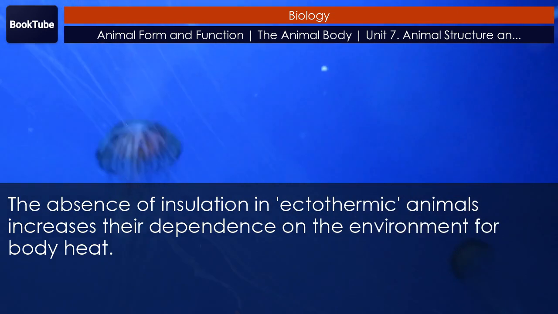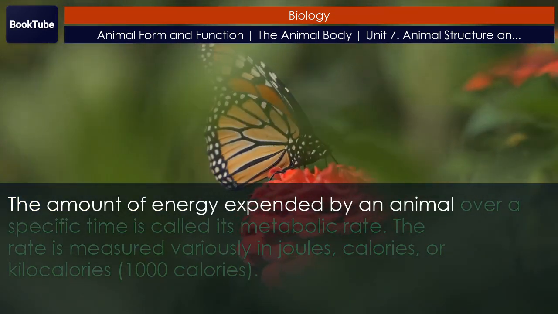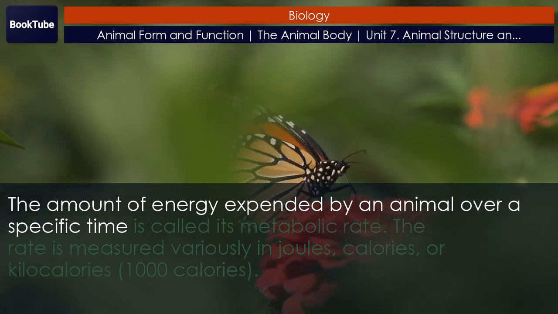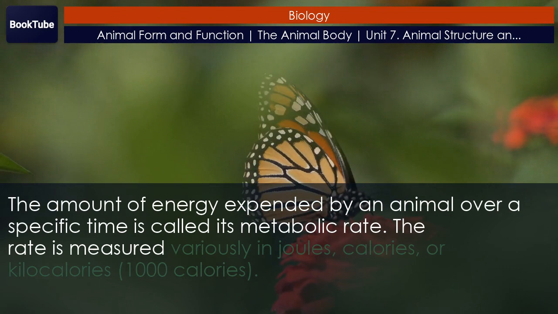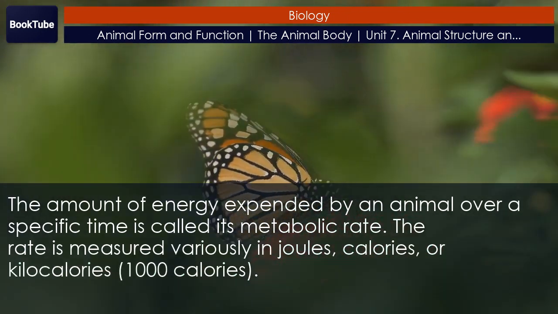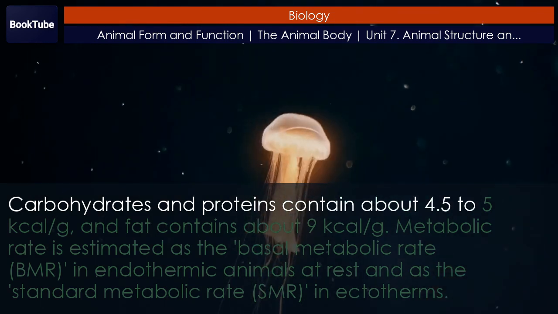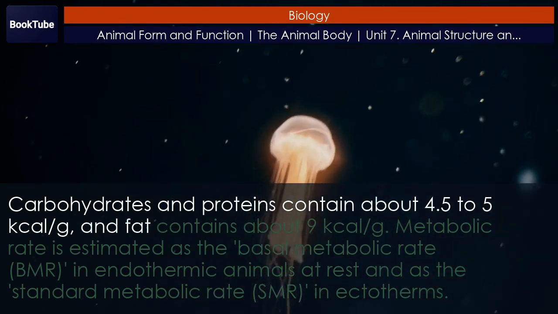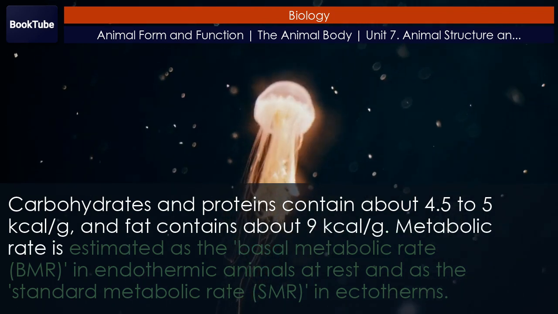The amount of energy expended by an animal over a specific time is called its metabolic rate. The rate is measured variously in joules, calories, or kilocalories, which are 1,000 calories. Carbohydrates and proteins contain about 4.5 to 5 kilocalories per gram, and fat contains about 9 kilocalories per gram.